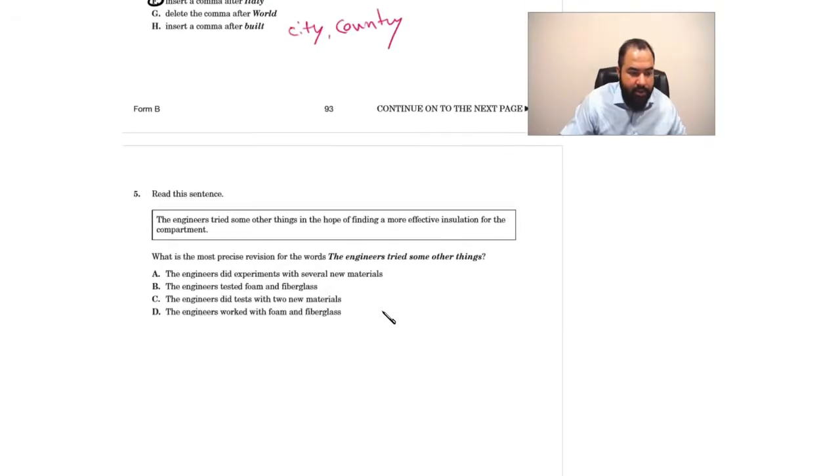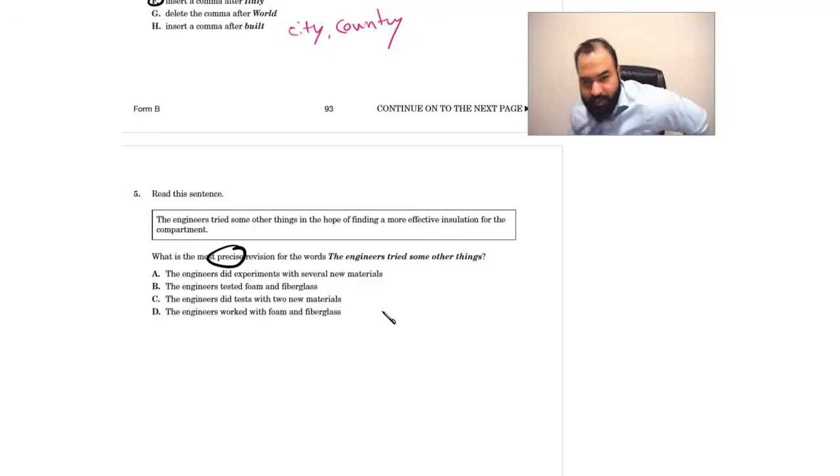Now next one, number 5. So they gave you a sentence. The engineers tried some of, this question is what is the most precise revision. So again, remember, we don't like the word some when it comes to precise. So there's a problem. Tried some other things in hoping of finding a more effective insulation.